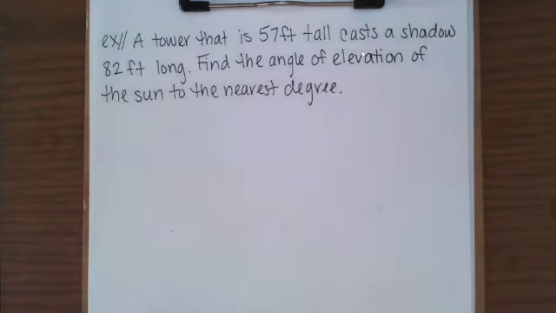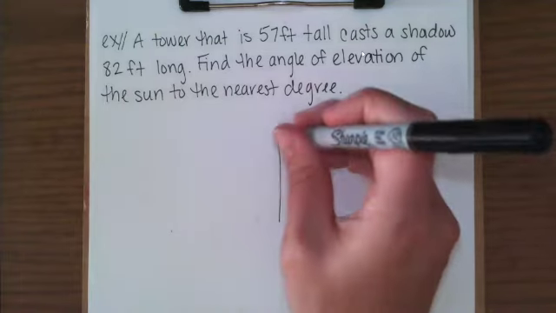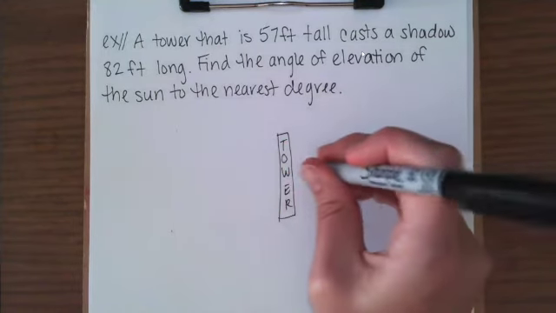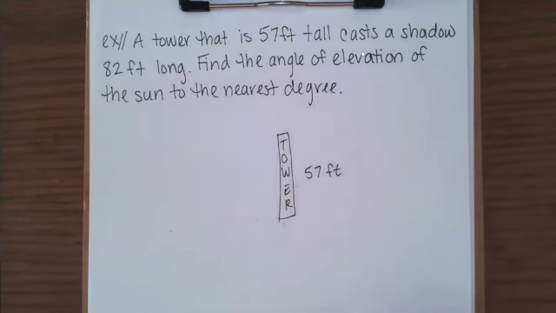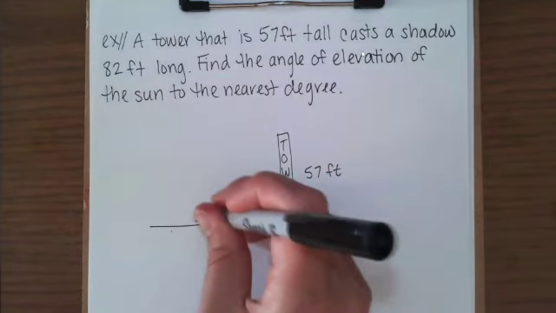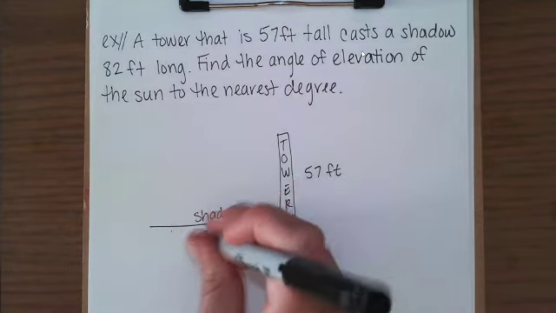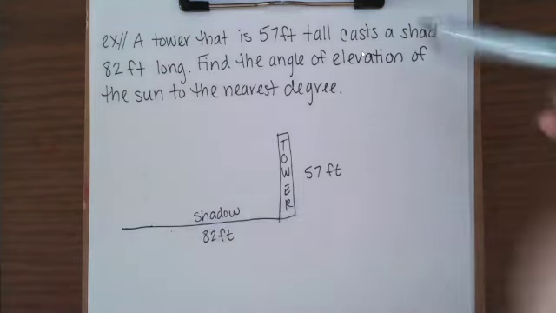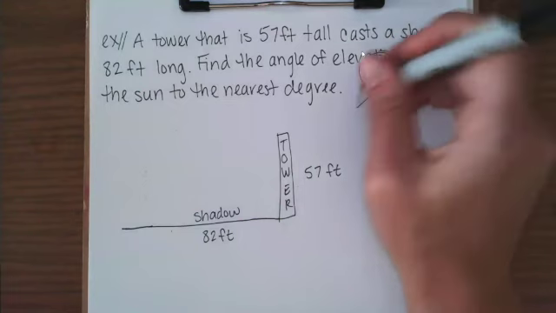All right, the first thing we want to do is draw a picture. So here we have a tower, and that is 57 feet tall. It casts a shadow, so the shadow is of course on the ground. And the shadow is 82 feet long. Make that a little bit longer, try and get this to scale. All right, we are asked to find the angle of elevation of the sun to the nearest degree. Okay, so we have to use a little bit of common sense here. If the shadow is on this side of the tower, that means that the sun is up here somewhere.